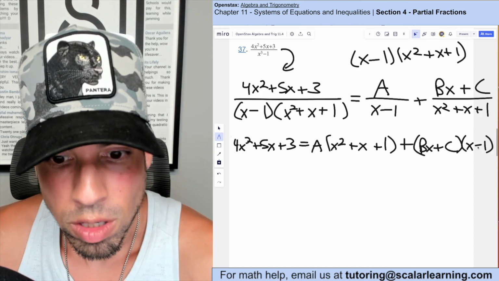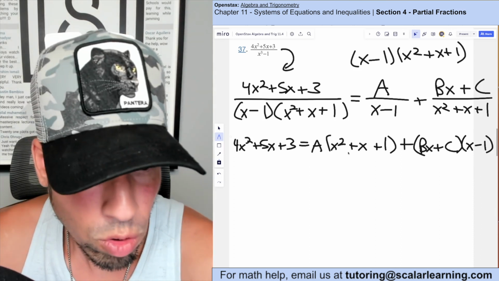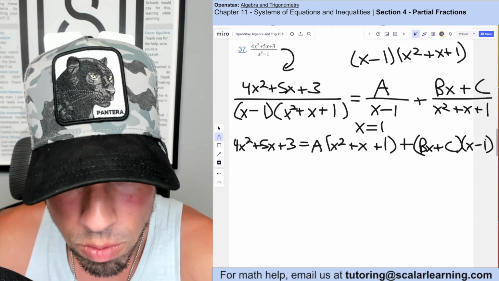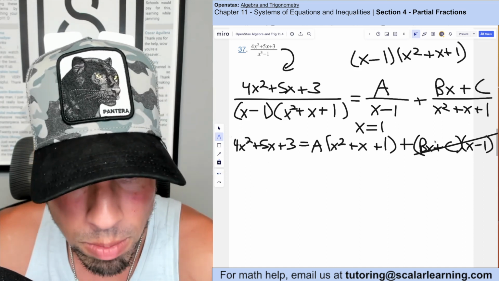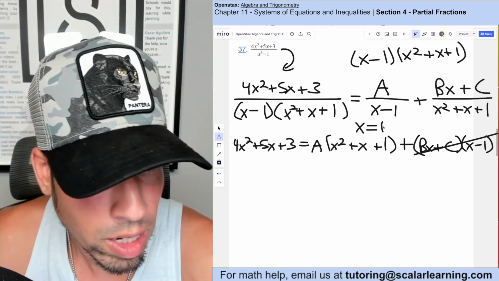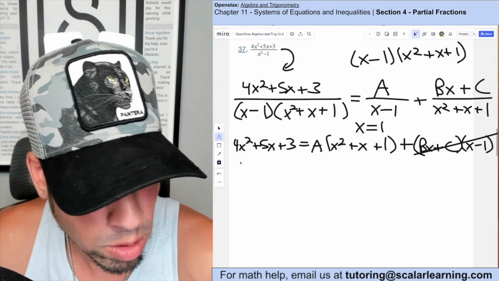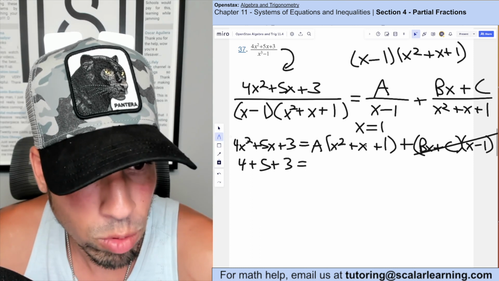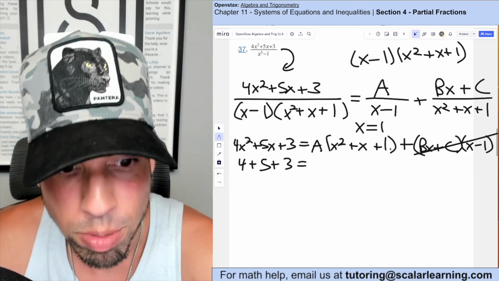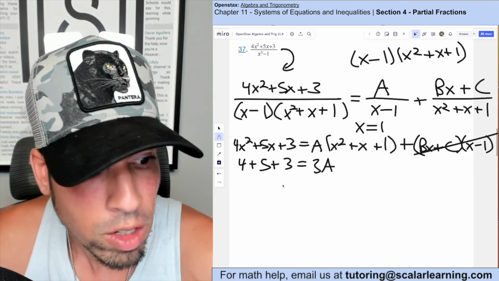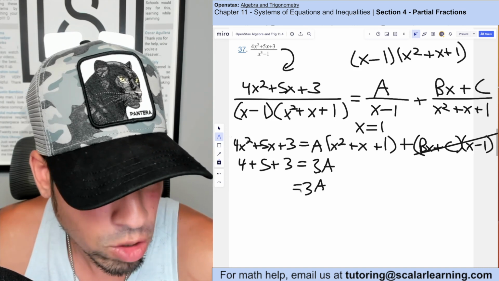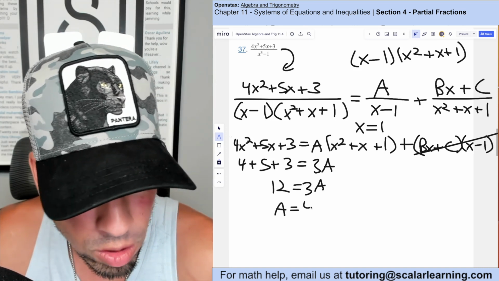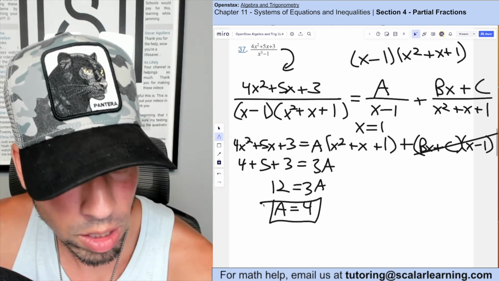All right, now we want to choose a nice value for x to solve for a. I'm going to choose 1, because that's going to zero this out right here, and that's going to multiply everything by 0, and that's going to go away. So let's plug and chug. Plug in 1. 4 times 1 squared is 4, plus 5 times 1, which is 5, plus 3 is equal to 1 squared, which is 1, plus 1 plus 1, which is 3a. So 3a equals 8 plus 4 is 12, divided by 3, and we get a equal to 4. Great, so we got our first value.